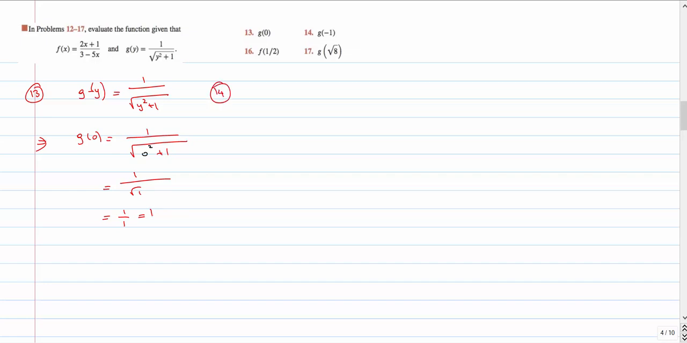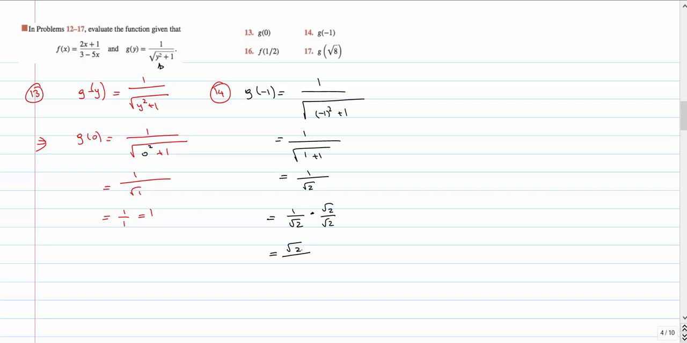14, g of negative 1 would be 1 over, so my y value is negative 1 squared plus 1. So negative 1 squared is 1, plus 1, 1 over square root of 2. And you never leave a square root in the denominator. So what I do here is multiply top and bottom by the same number. 1 times square root of 2, square root of 2 times square root of 2 is square root of 4, which is 2, so square root of 2 over 2 is your final answer.